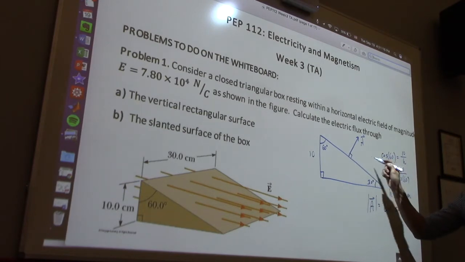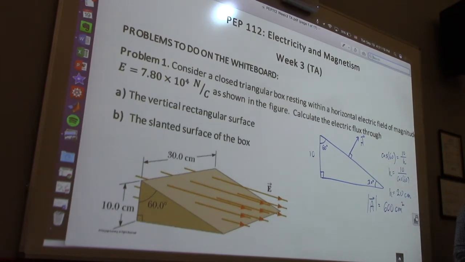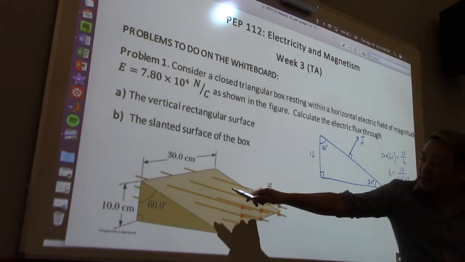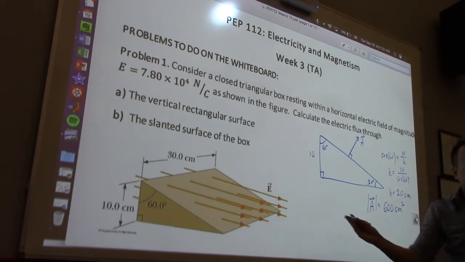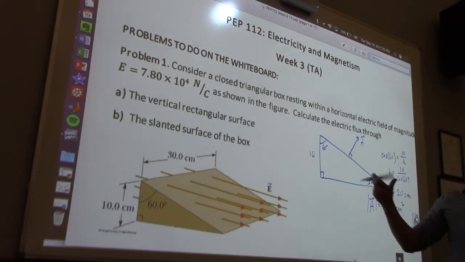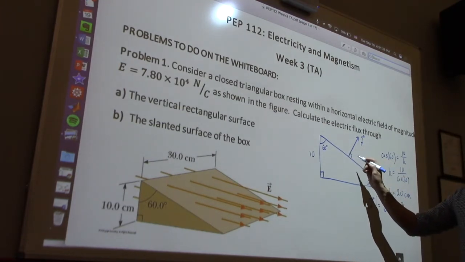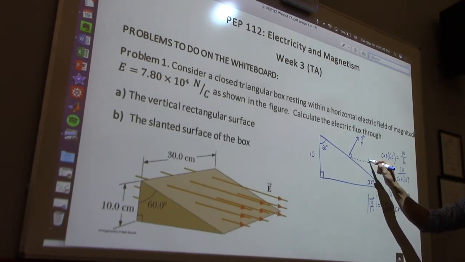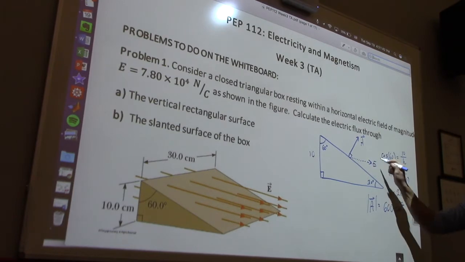So, to find the angle that this area vector is from the electric field vector, we can put on our drawing. We see the electric field vector is going in this direction, let's call this the x-axis. If I were to draw a parallel line like this, let's call that E. That's E.